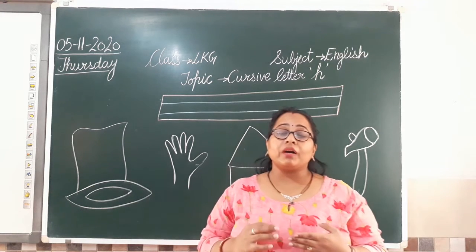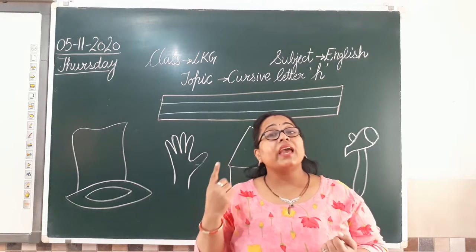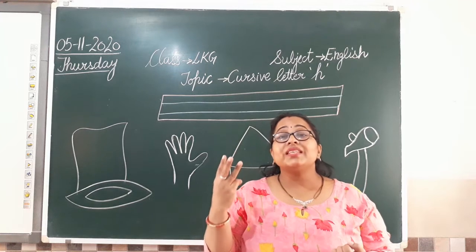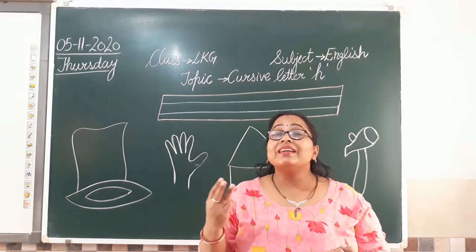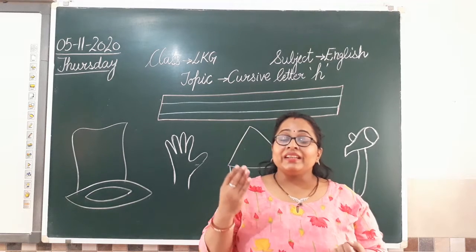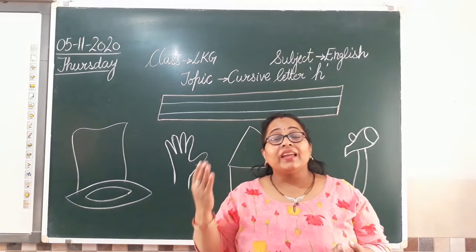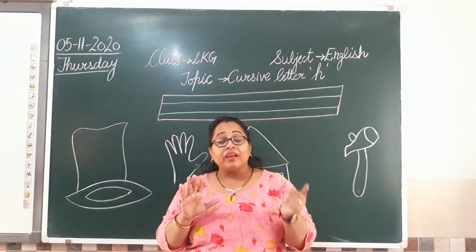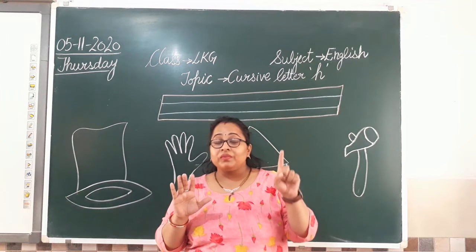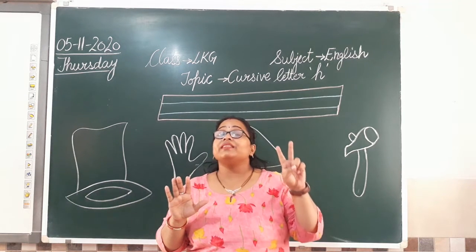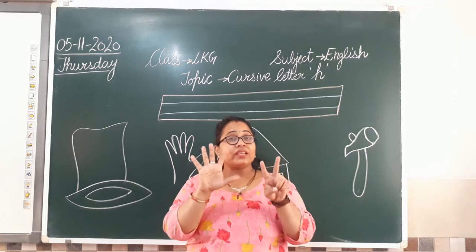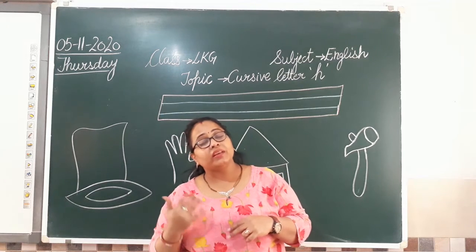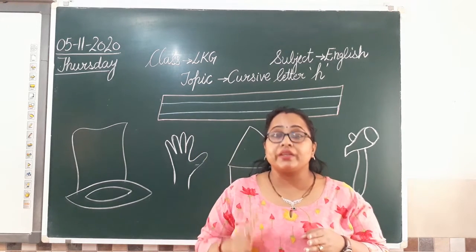Until now, we have completed A. A says A. B. B says B. C. C says K. D. D says D. E. E says E. F. F says F. G. G says go. So we have completed 7 alphabets till now. Is it? Today ma'am is going to teach you the next alphabet, that is H.